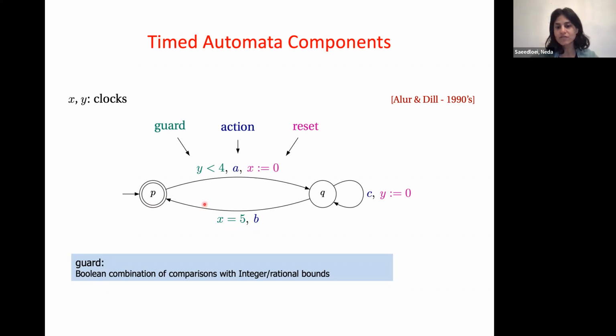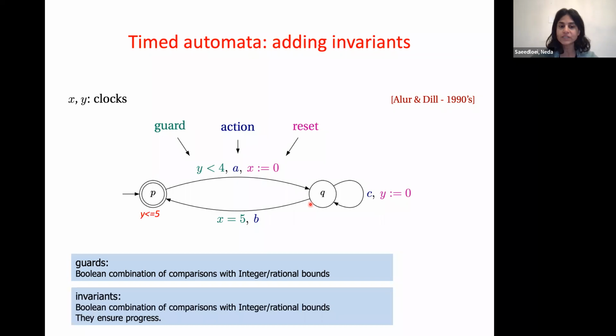For example, the transition from P to Q is enabled whenever the value of, actually in this particular example, it wouldn't make sense, but let us change this guard Y less than 4 to Y greater than 4. Then there is nothing that would force this automaton to actually take that transition while the value of clock Y is greater than 4. So in order to ensure progress, invariants are added to the locations.